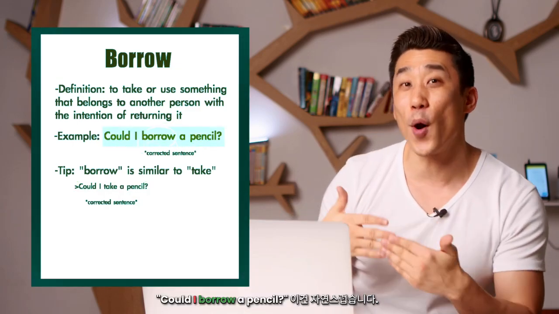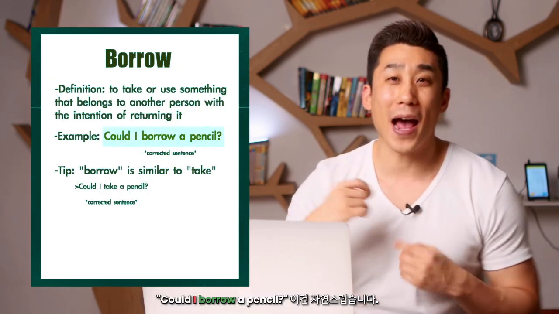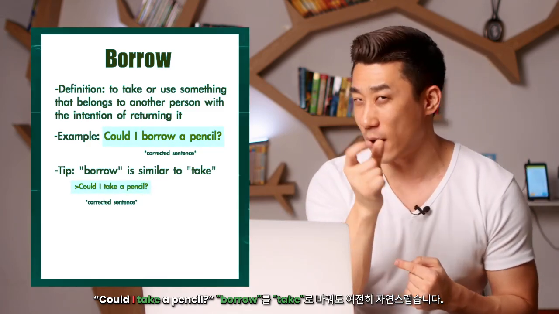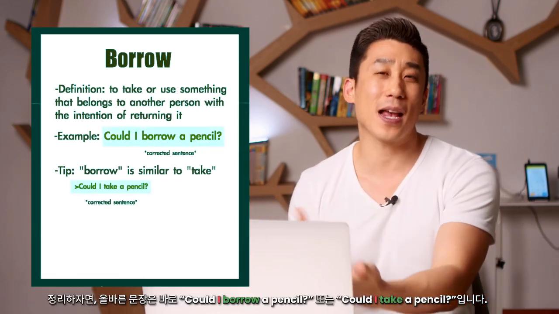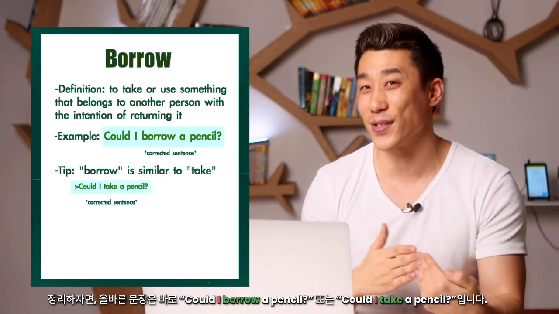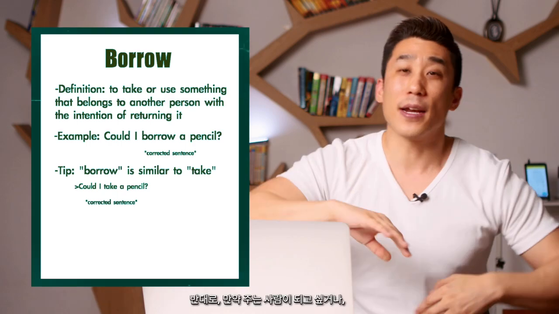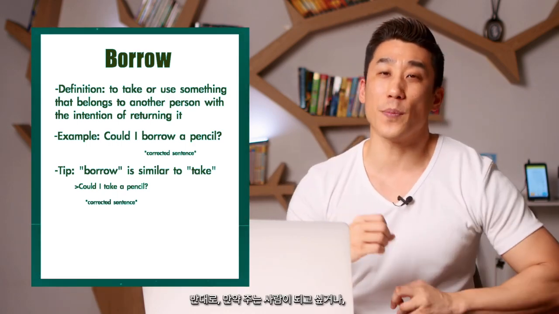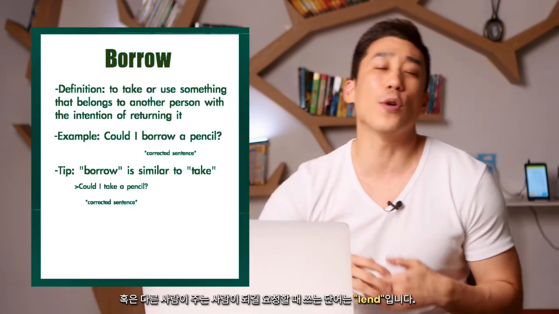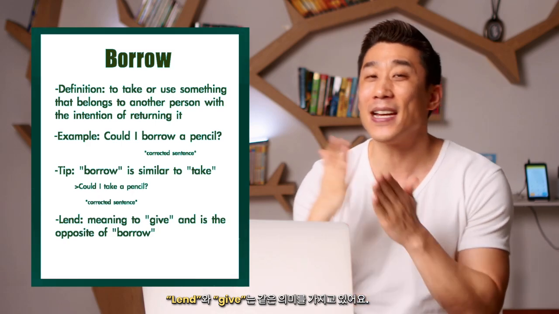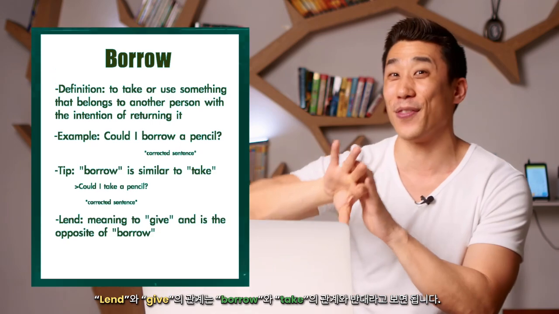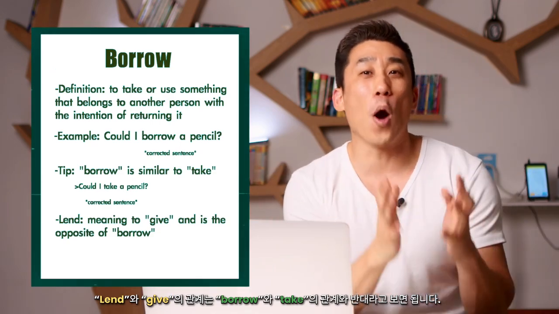Could I borrow a pencil? That works. Could I take a pencil? Remember, borrow and take are synonymous, right? So that's how we would use that word in that sentence. Could I borrow a pencil? Could I take a pencil? Now, on the flip side, if you want to be the giver, or if you're asking someone else to be the giver, that word is lend. Lend and give are synonymous. Lend and give have the same relationship on the opposite end that borrow and take has.